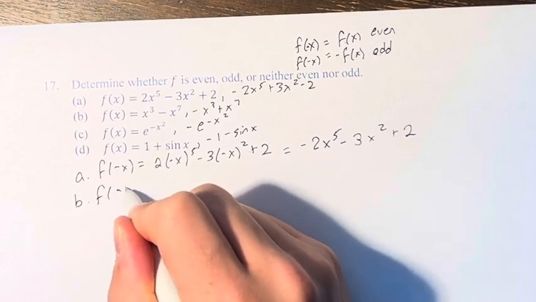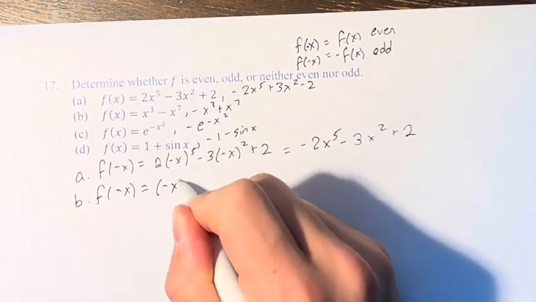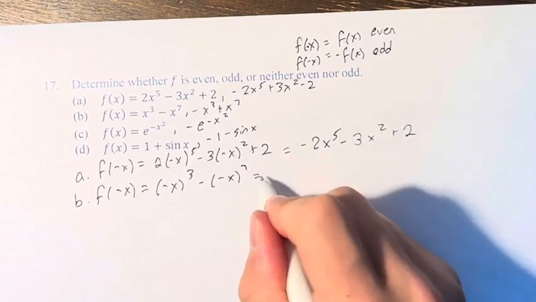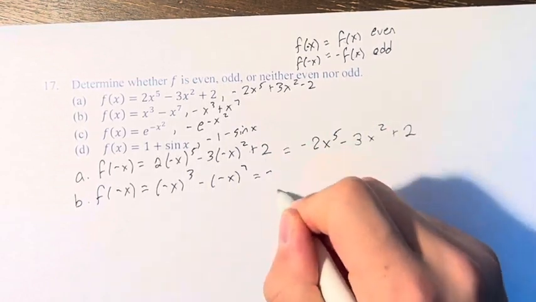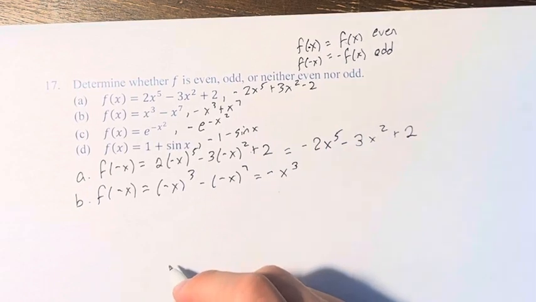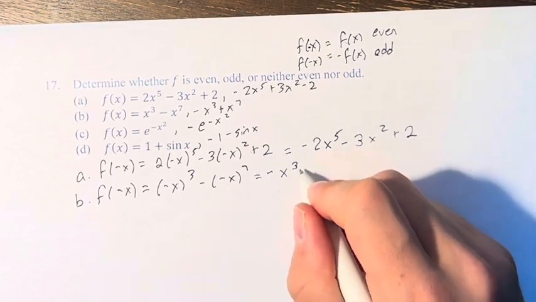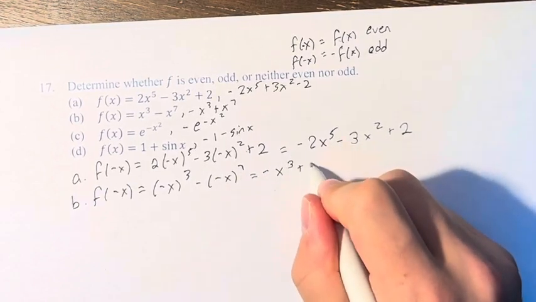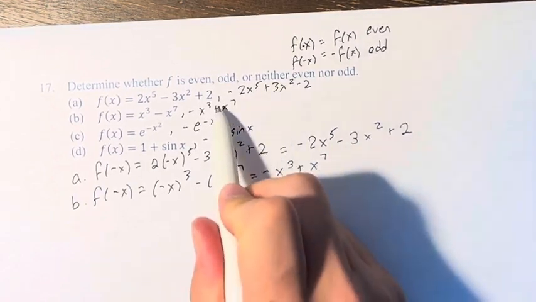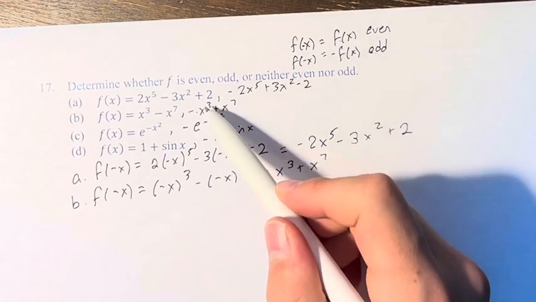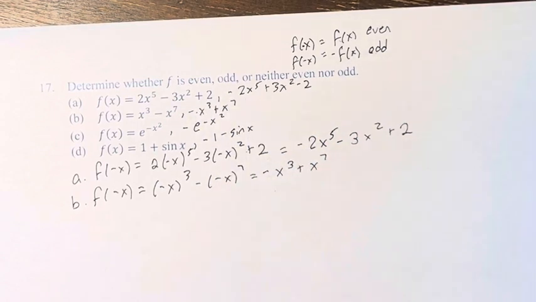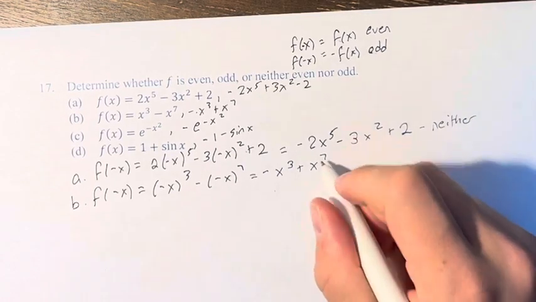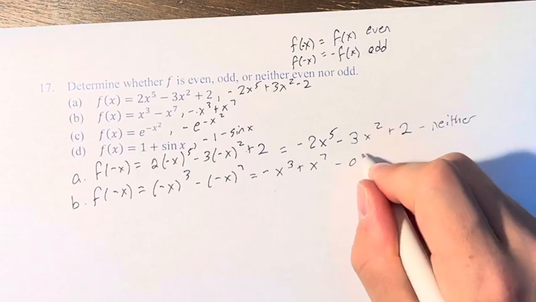B, f of negative x is equal to negative x cubed minus negative x to the seventh. Negative x cubed is negative x cubed. Negative x to the seventh is negative x to the seventh. So negative negative becomes positive x to the seventh. And this is equal to negative f of x, which we have right here. So I should have said this is neither, but this is equal to negative f of x, so it's odd.